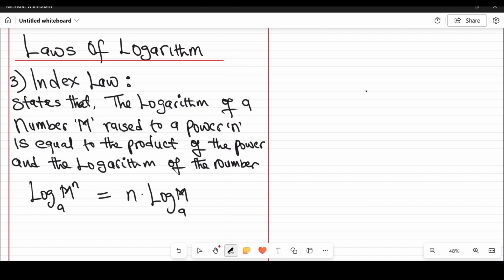From the law, we are saying that the logarithm of a number m raised to the power of n is equal to that power n multiplying the logarithm of the number m. This is known as our index law of logarithm. And for an example, if I have log of 8 with the power of 2 to base 3, this is equal to 2 times log 8 to base 3. This is known as the index law of logarithm.